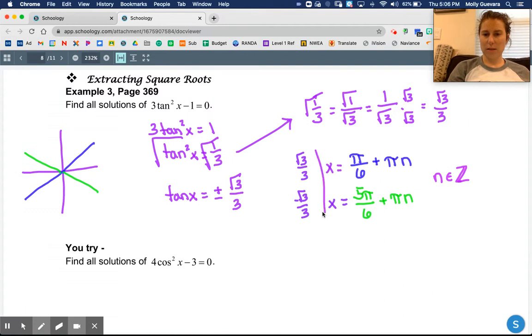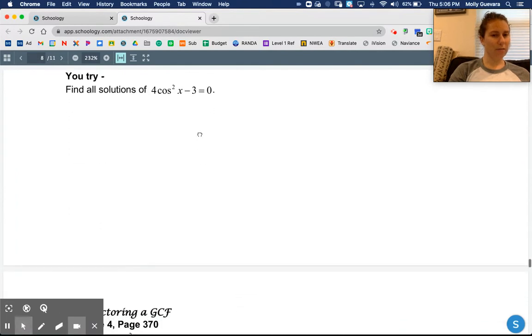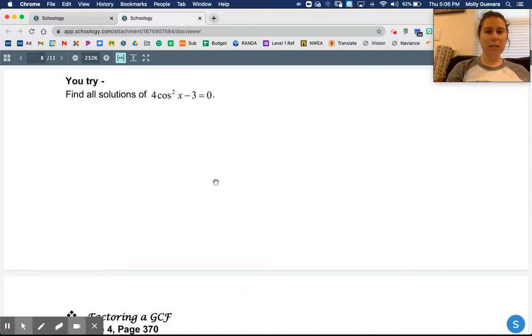So this is what I'm looking for here. And the reason I have so many answers is because of the plus or minus. So really it was all of the tangents that equal root 3 over 3. Okay, I want you guys to try one now. You can do it. Solve this, and then don't forget your plus or minus when you take the square root. Do it and then hit play and we'll go over it.